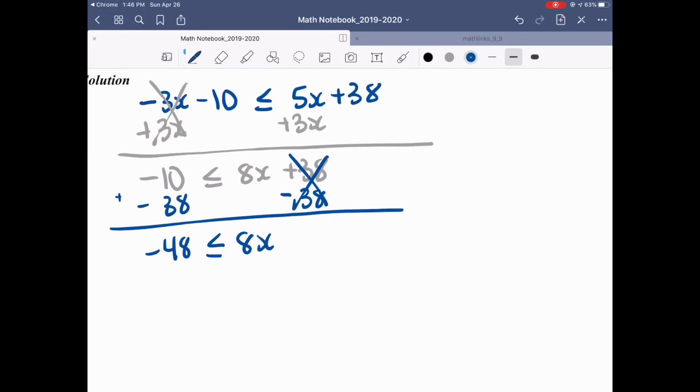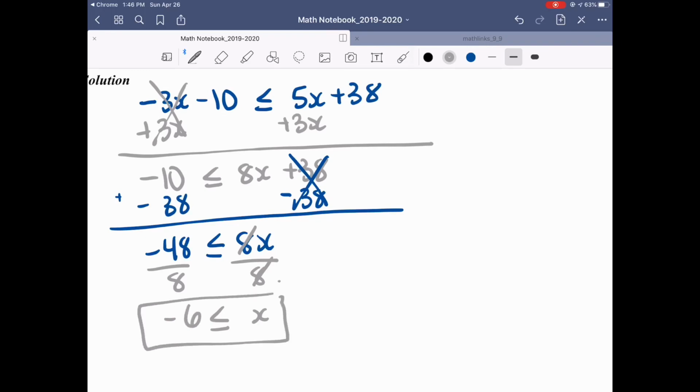And then to isolate for x, you divide by 8, divide by 8. It's positive, so we don't do anything to the sign. We keep it the same. And then negative 48 divided by 8 would be negative 6. Now, this is where it gets a little bit tricky. It's not tricky, but you just have to be careful with it. So this is saying negative 6 is less than or equal to x.